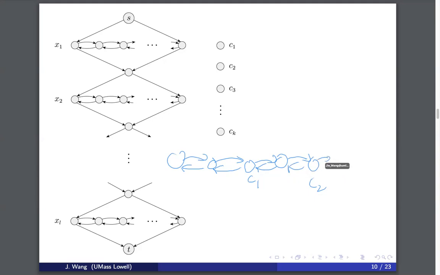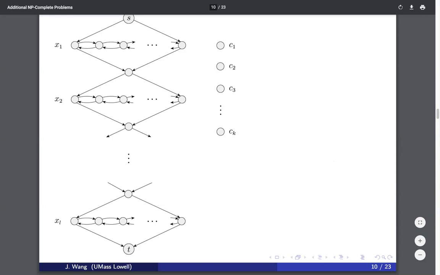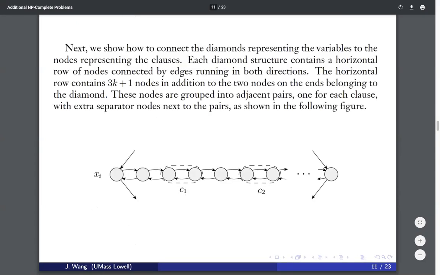So follow this. And then we get a separator, and then CJ. Right? And then you keep doing this until you get CK. And then you have the separator and then the boundary node. Okay, so that's the inside of this diamond. Okay. All right.